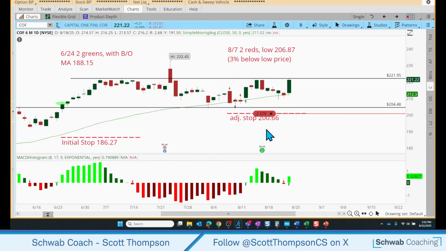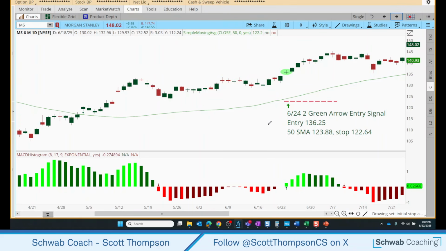So that's the first example of getting a buy signal and then getting 2 red arrows and how to adjust the stop. The next one that's really interesting is as the stock trends forward, we have an example here of MS. Now MS, you can see we had a green arrow on the MACD on the 24th.